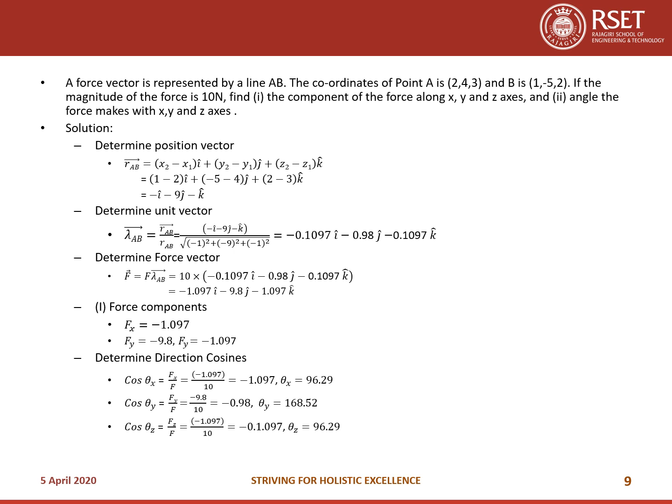So what are the direction cosines? Direction cosine cos theta x is Fx by F, which is minus 1.097 by 10. So theta x will be equal to 96.29. Similarly, theta y you will get as 168.52 and theta z as 96.29.